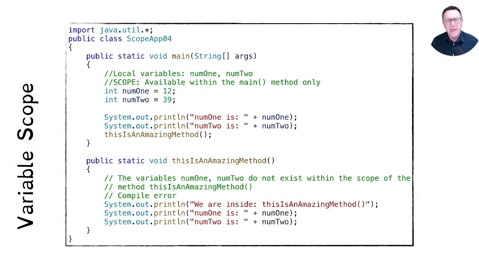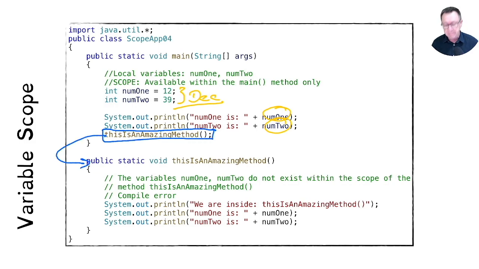We have a look now at this bit of code, which is pretty similar to the code that we had before. Num1, num2 declared here beautifully. We use them there and there. That's all looking fine, no different from our previous code. But then we have this call to the method here. And if we look into this method called this is an amazing method, there's no variables declared within that method. There's nothing that's passed into it. But we go down here and we see num1 and num2, and they're there.